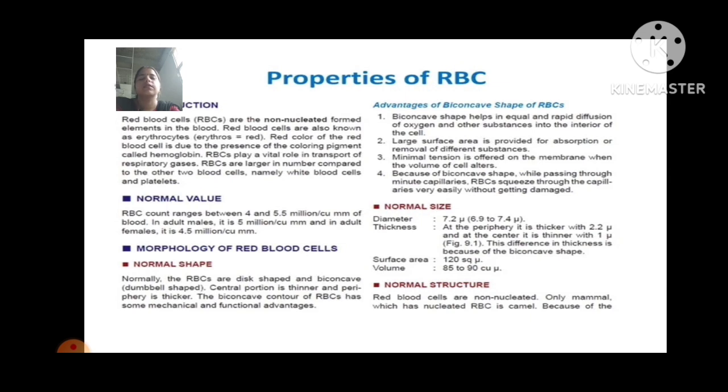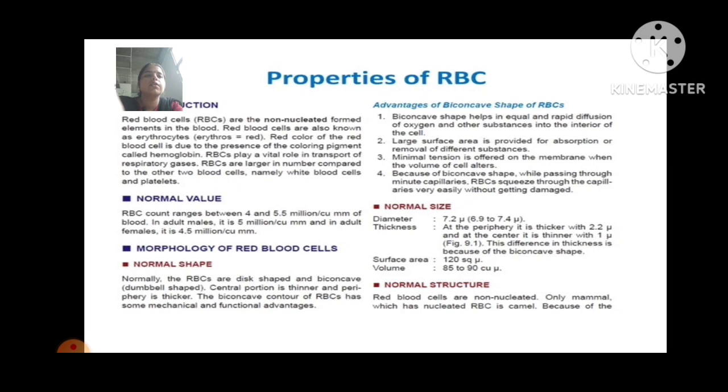Next we discuss the morphology of the red blood cells. In morphology, we discuss the normal size, normal shape and normal structure. In the case of the RBC, the normal shape is a biconcave disc, where the central portion is thinner and the periphery is thicker. The biconcave contour of the RBC has some mechanical and functional advantages, so we discuss what the advantages of the biconcave shape of the RBC are.